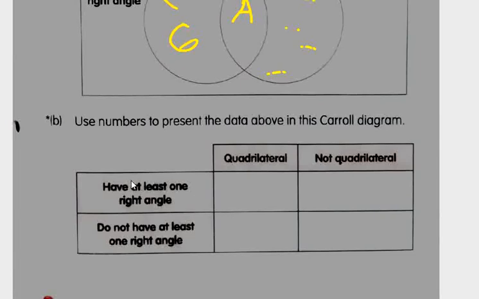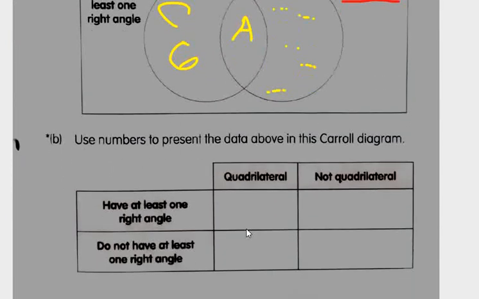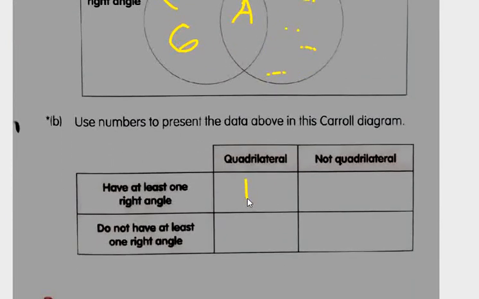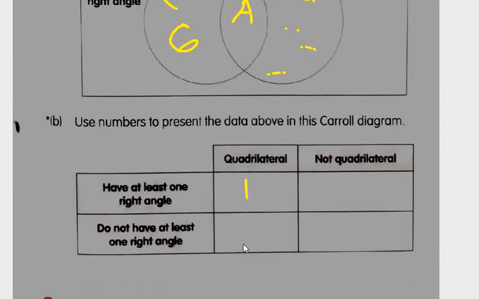So, what are the shapes that have at least one right angle but also quadrilateral? Only A, right? Only A. So there is only one. And not quadrilateral: at least one right angle but not quadrilateral. So here. How many are there? 2. Then right there.